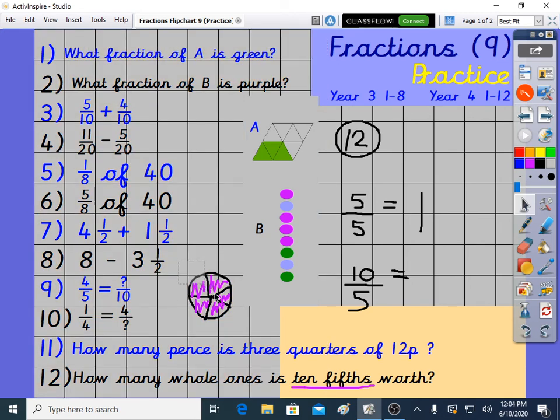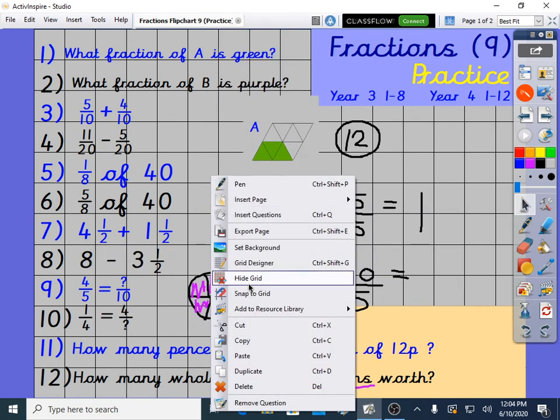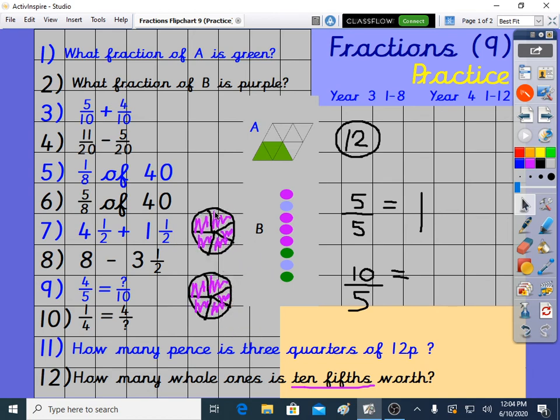I'm going to get rid of that for a sec. No, this isn't going to work. I'd love to be able to just copy this picture. Let's see if I can get away with just copying this picture. Might go wrong. No, it worked. What I've done here is I've copied the picture to make 10/5. You see? 1, 2, 3, 4, 5, 6, 7, 8, 9, 10. I've got 10/5 altogether, like here, 10/5 is worth the same as how many whole circles? How many whole circles are there? 2. 10/5 is 2. How many whole ones is 10/5 worth? The answer is 2. 2 whole ones, or just 2.